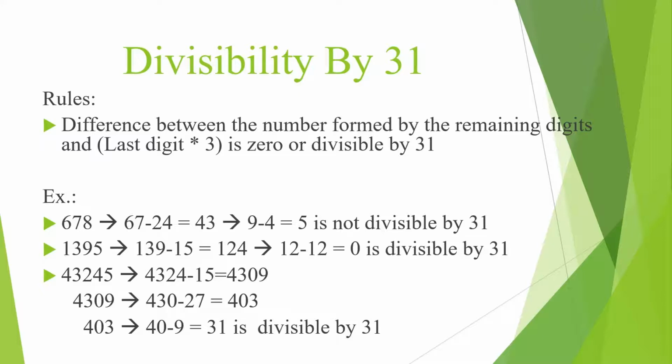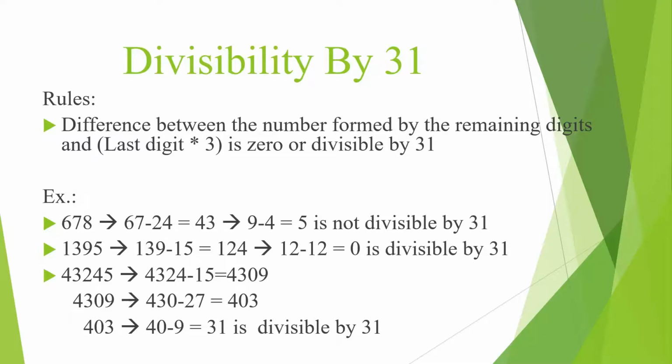Ignore the last digit, we will get 4. And the last digit into 3 is nothing but 3 into 3 is equal to 9. When we find the difference between these two numbers, that is 9 and 4, 9 minus 4 equal to 5, which is not divisible by 31. So the number 678 is also not divisible by 31.